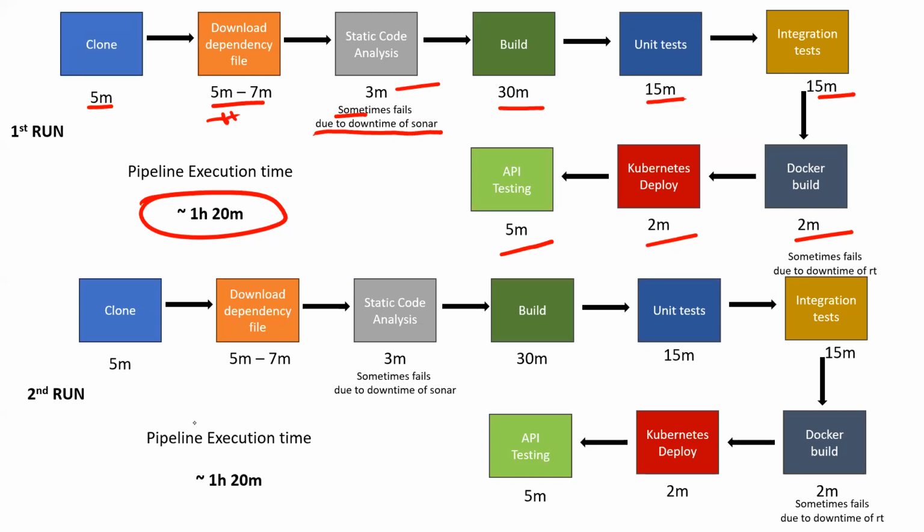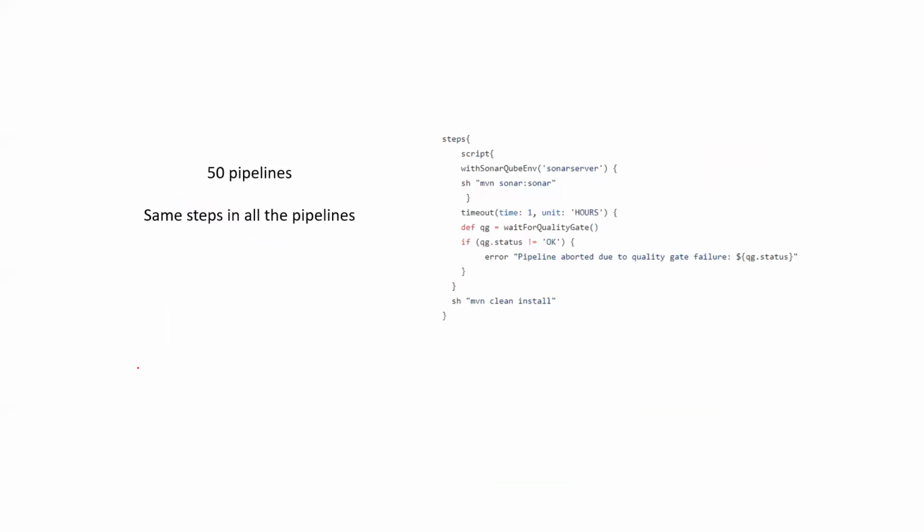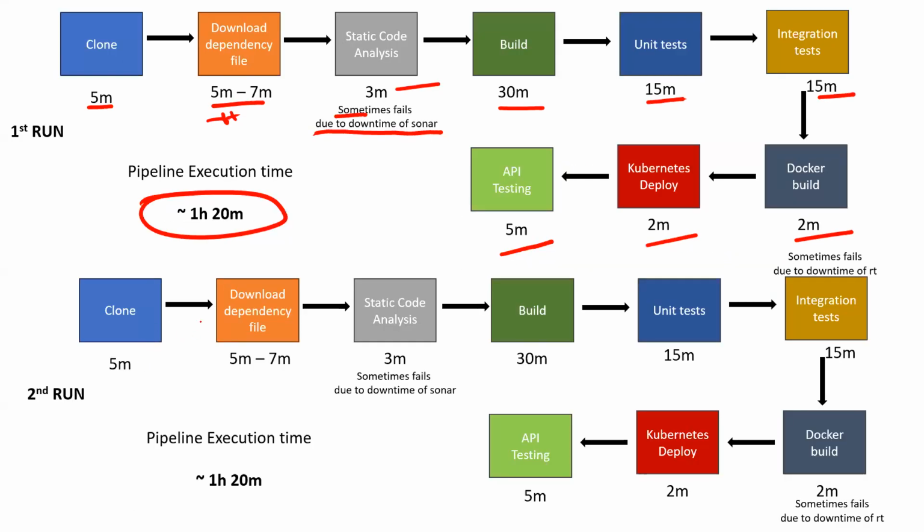So 1 hour 20 minutes only it is taking, and the manager is complaining that you can see there is no improvement in the pipeline execution time, because the first time it's okay, where it can take much time.